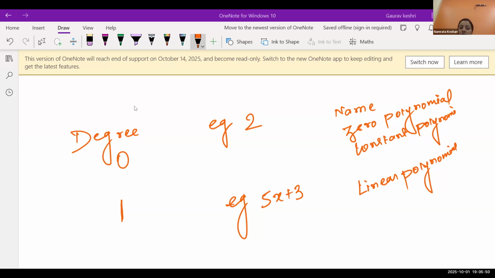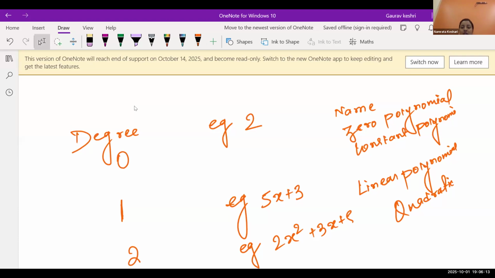When the degree of the polynomial is 2, for example, your polynomial will look like 2x square plus 3x plus 5. You can clearly see the highest power of the variable over here is 2. The name of this polynomial is quadratic polynomial. When the degree of the polynomial is 3, it's called cubic polynomial.